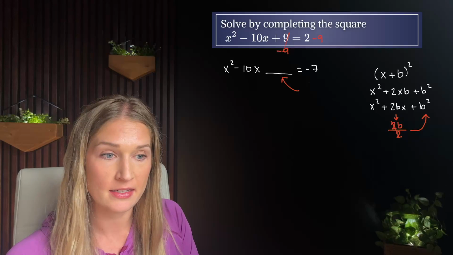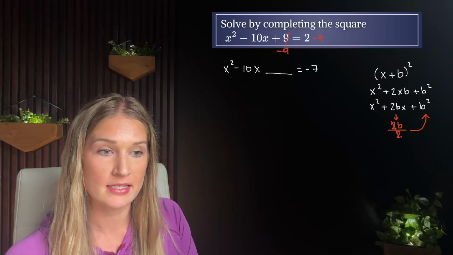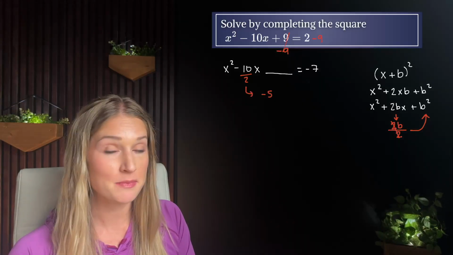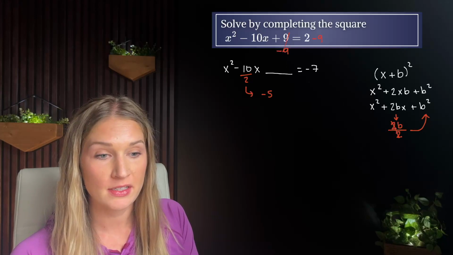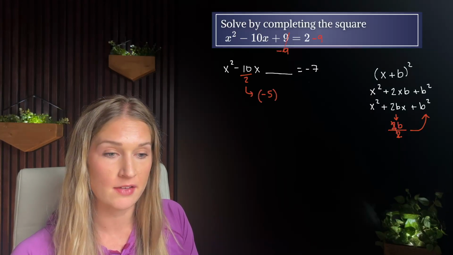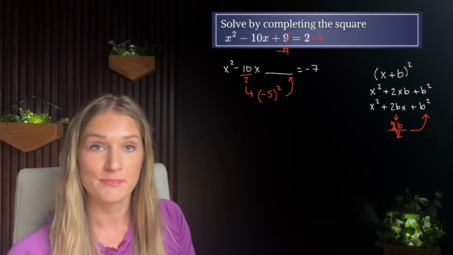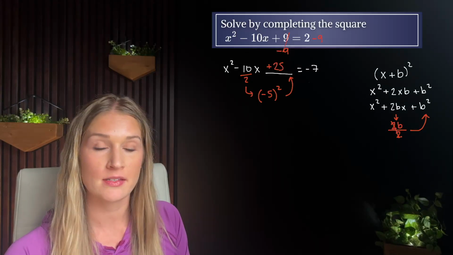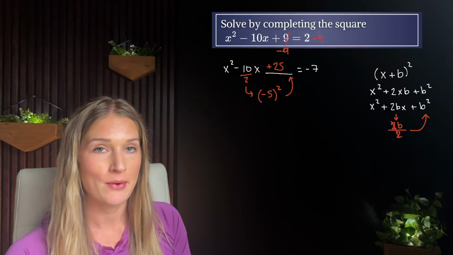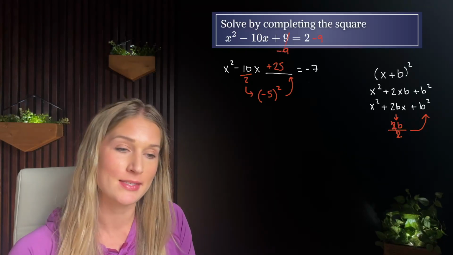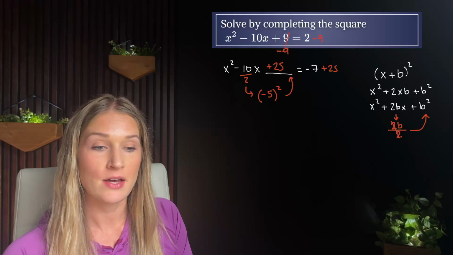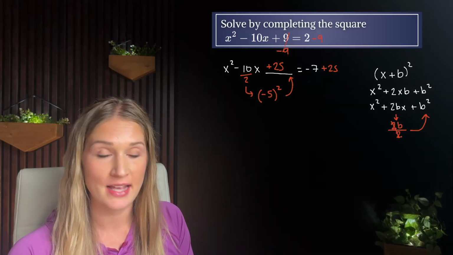So my 10 here, I'm going to take that 10, divide it by 2, and that gives me negative 5. So that's my b. Now to fill in my blank, I'm going to take that negative 5 and square it and put that number in my blank. So I will add 25 to the left-hand side of my equation. Now, anytime you do something to the left, we have to do that same thing to the right. So I'm going to add 25 to the right as well. And now the left-hand side will factor exactly like we want.